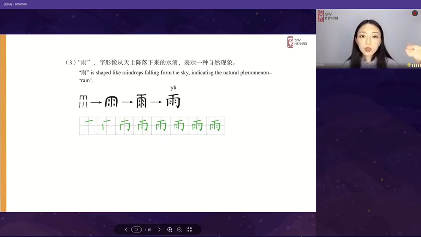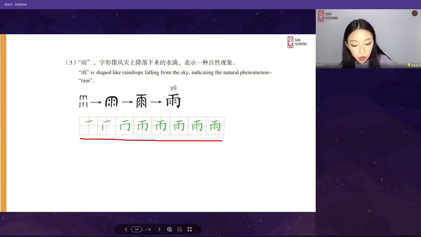And the last one is yu, which means rain. Although it looks very long, actually this one is really easy to write. Okay, let's see. First, we write a horizontal and then a vertical. And then a horizontal turning hook. And then we write a vertical in the middle. And then two dots on the left and two dots on the right.